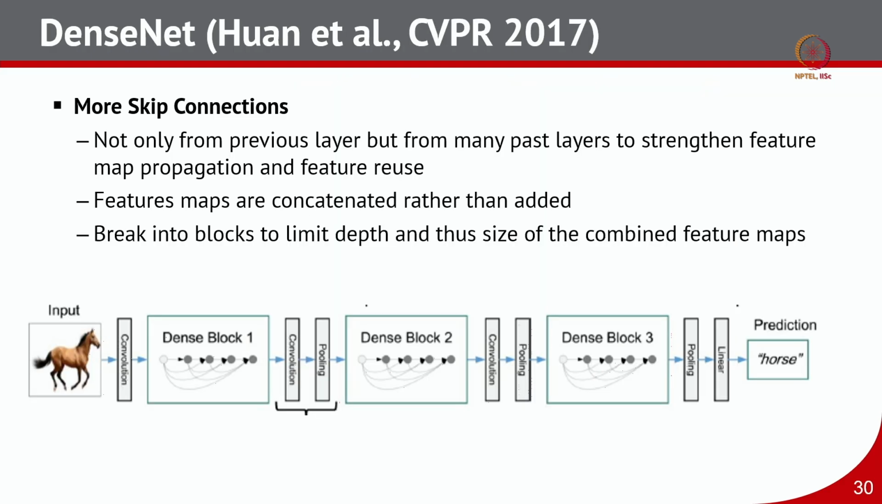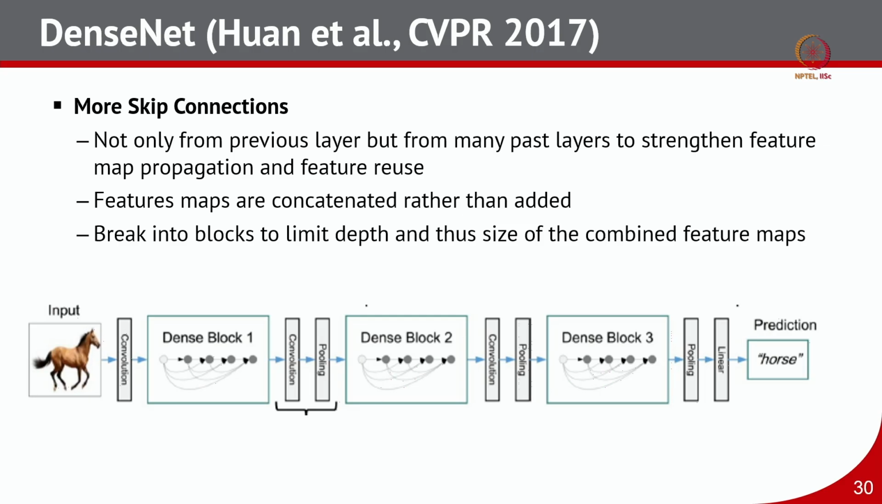Now, with that, let us discuss DenseNet. In DenseNet, as the name suggests, it is more dense. They introduce more skip connections, not only from the previous layer, but from many past layers to strengthen the feature map propagation and feature reuse. Okay. So, that is the main motivation of DenseNet.